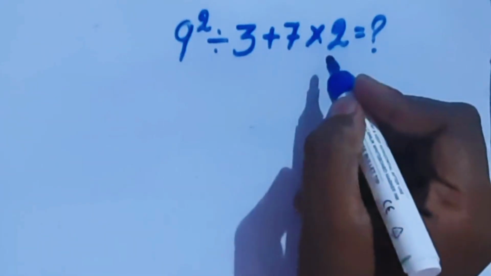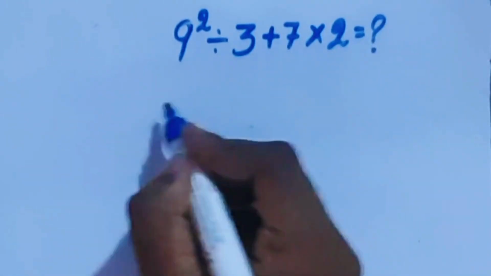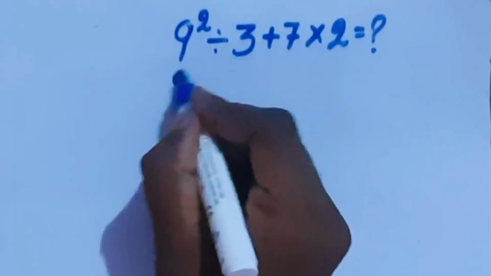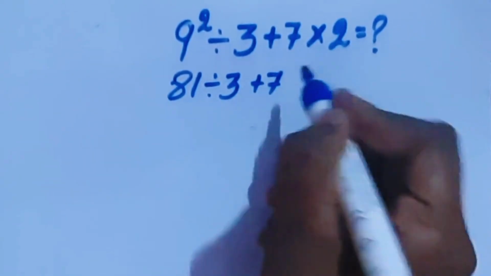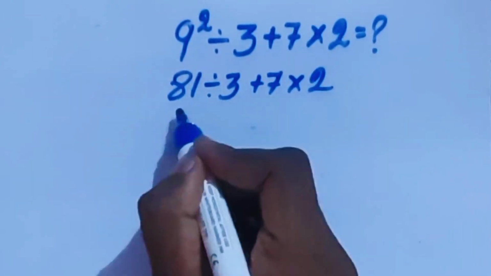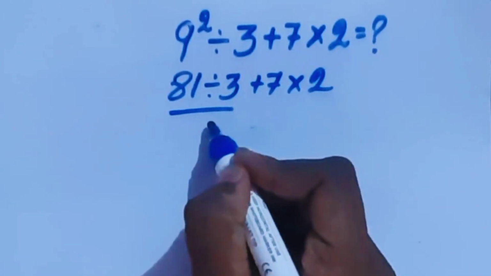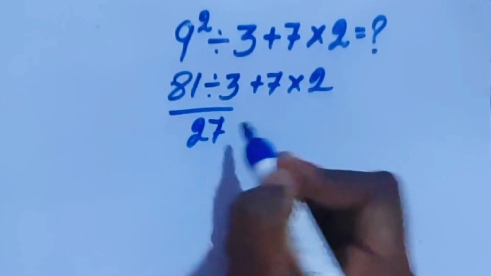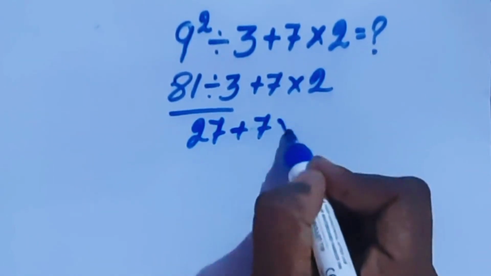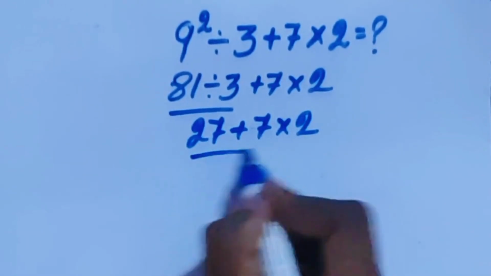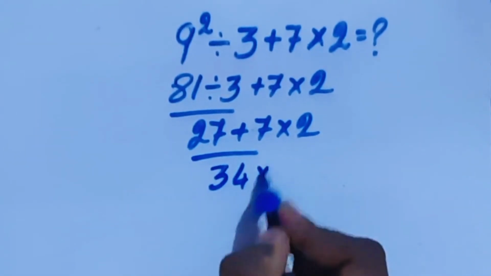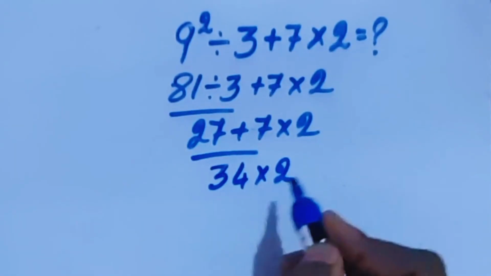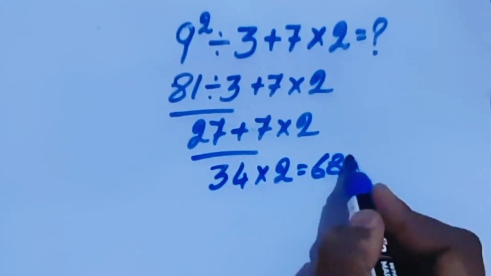I guess here most of them get the answer 68 for this problem. Wrong order here. This 9 squared is 81, divided by 3, plus 7 times 2. Here 81 divided by 3 is 27, plus 7 times 2. Here 27 plus 7 is 34, times 2. Here 34 times 2 is 68, which is the wrong answer.